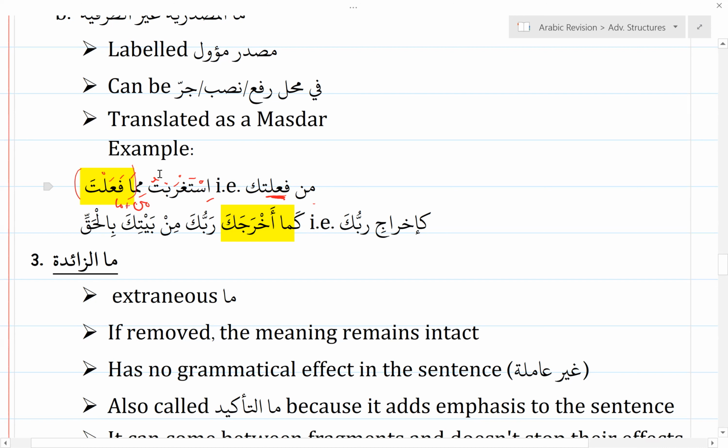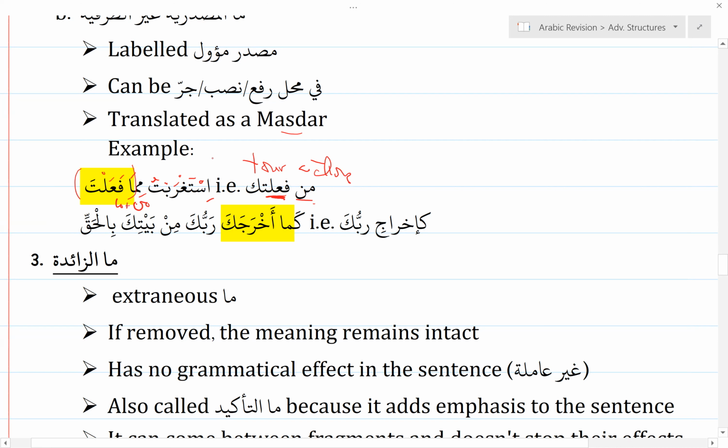And when we translate this, you can't say "I was perplexed with what you did," but to avoid confusion with ma mawsula, you can say "I was perplexed with your actions." See that? So now we are translating as a masdar: fi'latika, I was perplexed with your actions.